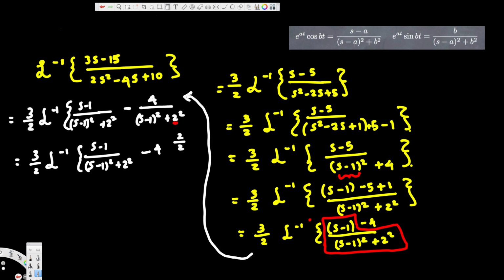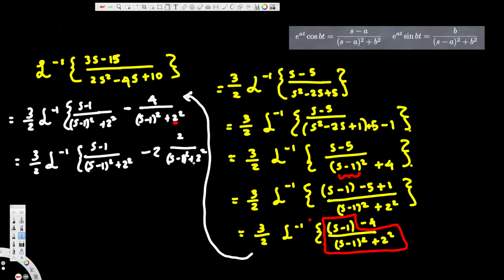This denominator 2, we shouldn't have that right here, so we can move that one with this 4. So if I move this with 4, this is going to be 4 over 2. That's going to make this whole thing 2, because 4 over 2 is equal to 2. So instead of writing like this, we can directly put 2 right here, and the denominator is going to remain the same. That's going to be (s minus 1) square plus 2 square.